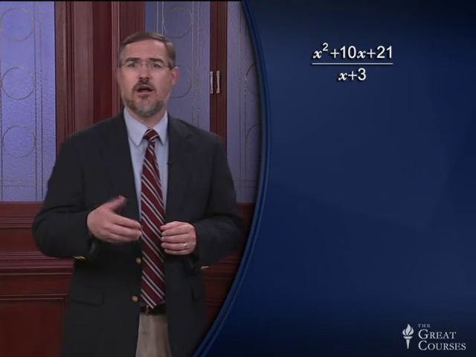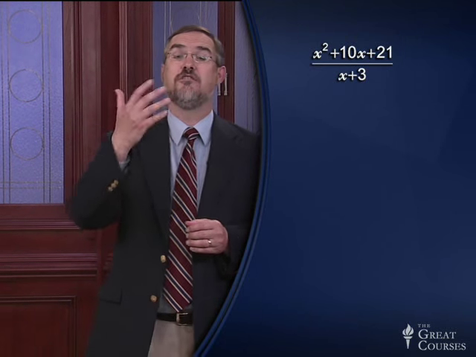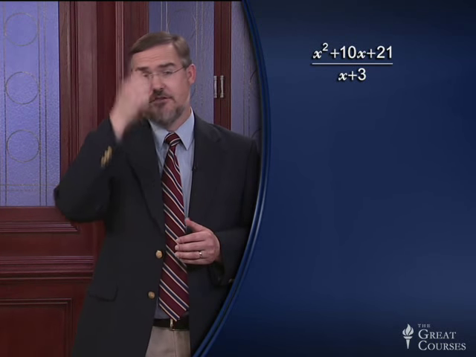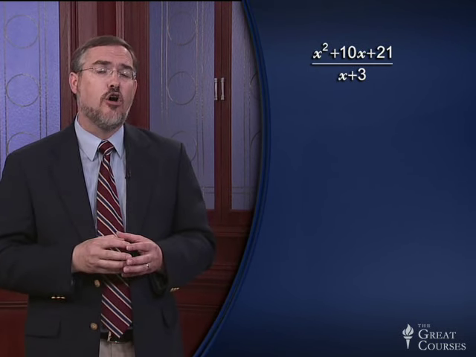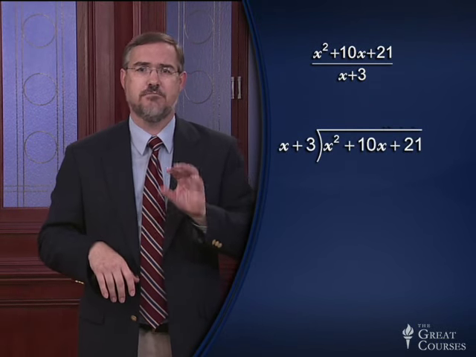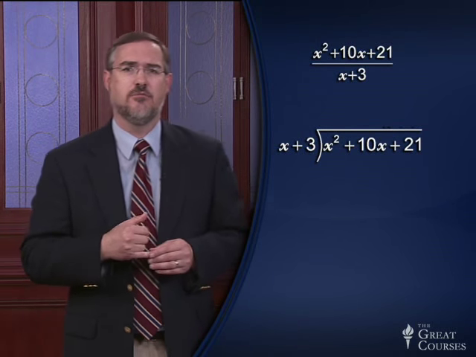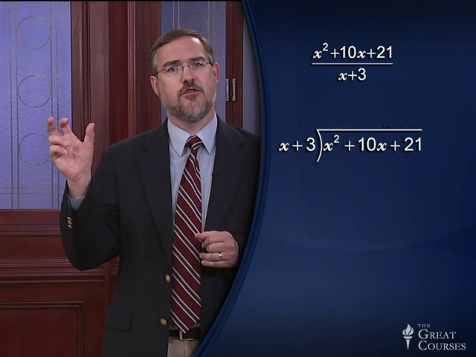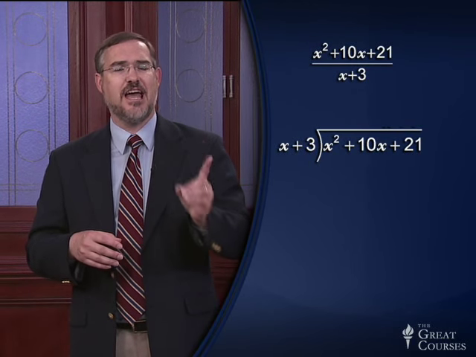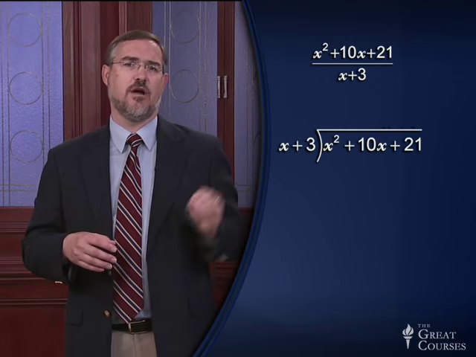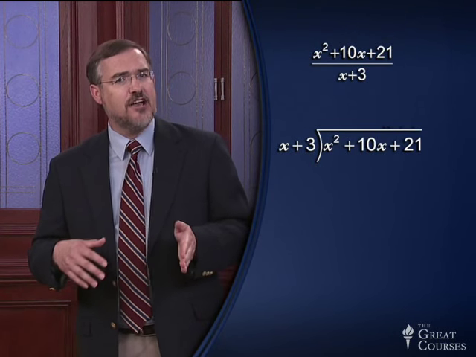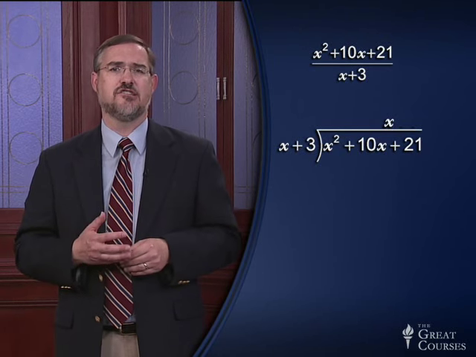Simplify x squared plus 10x plus 21 divided by x plus 3. Well, I want to do this like a long division problem, just like you would with numbers. So we're going to draw that long division symbol, put the x squared plus 10x plus 21 underneath that symbol, and put the x plus 3 out in front as the divisor. And now what I want to know is, how many times does x go into the x squared? Okay, so what would I need to multiply x by to give me x squared? And the answer is x, because x times x is x squared.